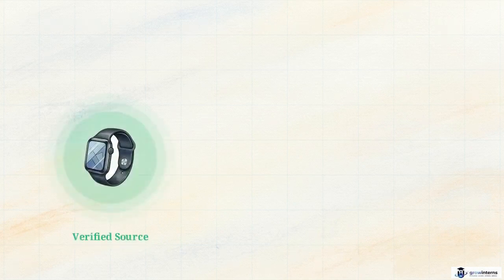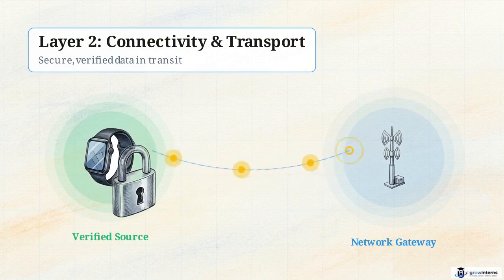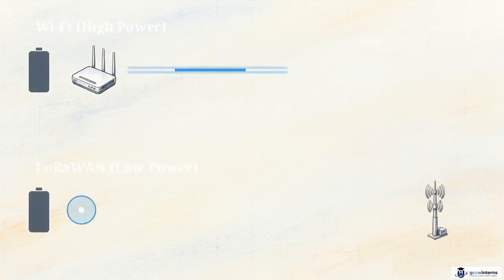Once we have secure, verified data, we hit layer 2, connectivity and transport. We have to get that heartbeat out of the watch and onto a network. Traditional Wi-Fi is incredibly power-hungry. Sending heavy data streams drains untethered batteries in hours. To solve this, devices use low-power, long-range protocols like LoRaWAN.